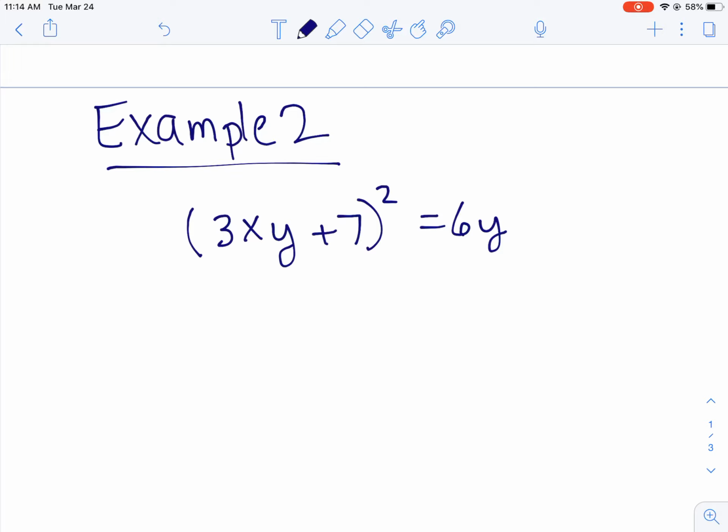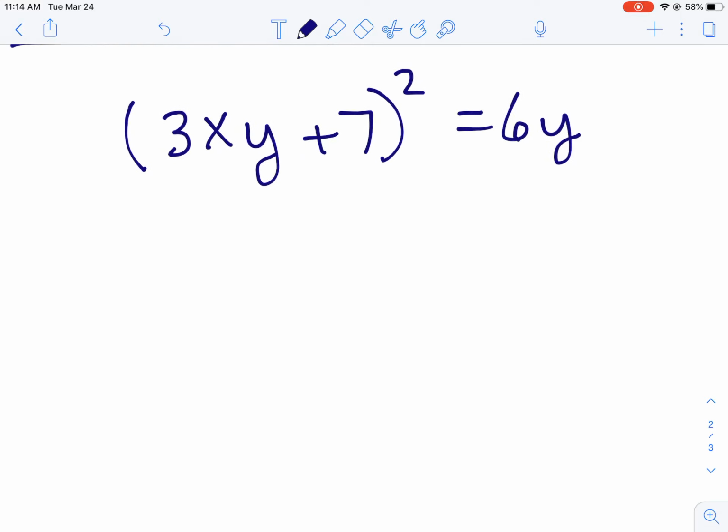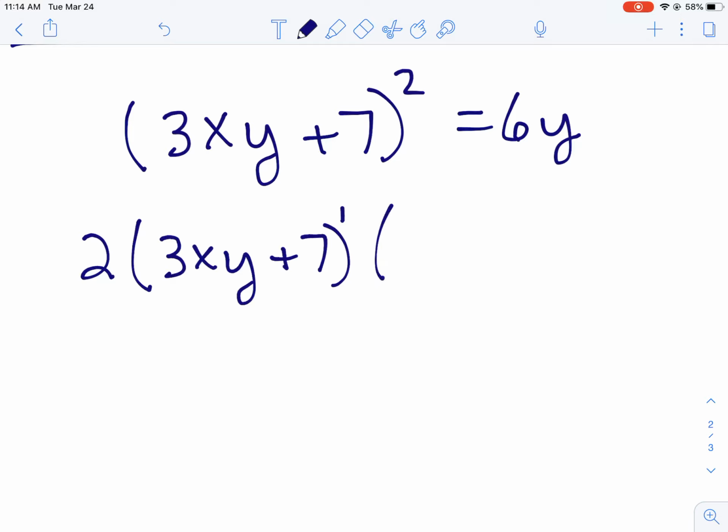So I can't really solve for y. So I'm going to do my implicit differentiation. I'm going to bring this 2 out in front, like I always do. So it's 2 parentheses 3xy plus 7, and that'll be to the first power.